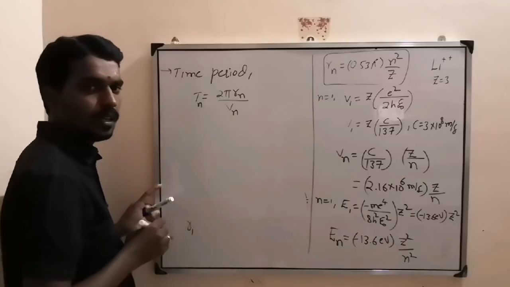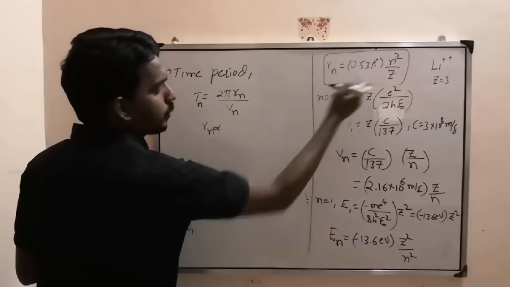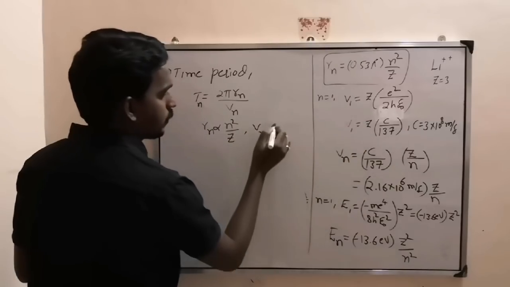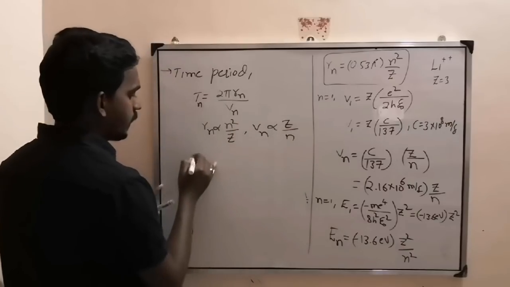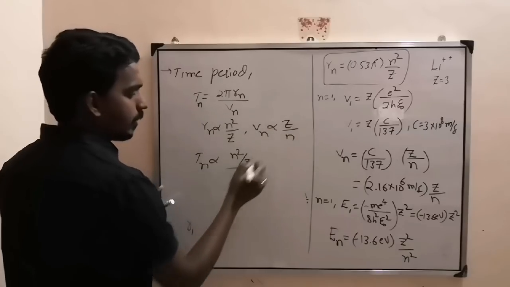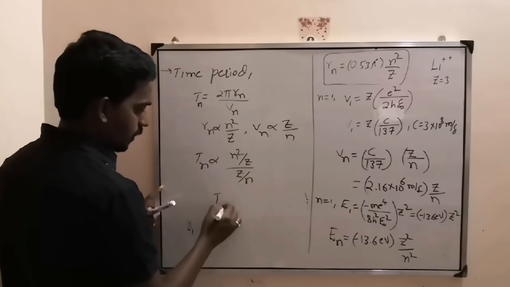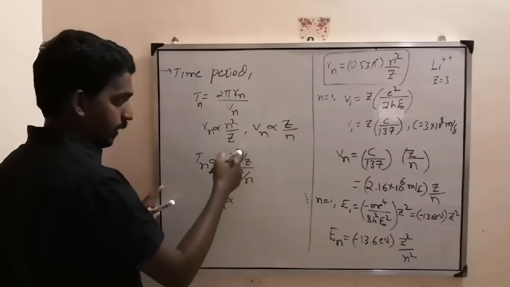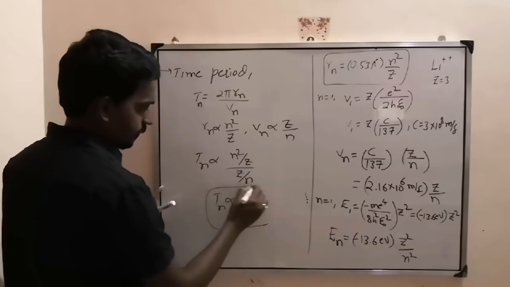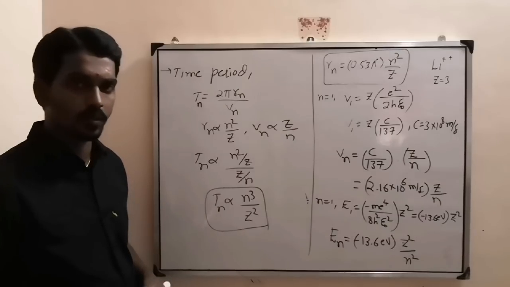So this is the time period for nth orbit electron, where Rn is proportional to n square by Z and Vn is proportional to Z by n. Then Tn is proportional to n square by Z, and in the denominator Z by n. So n will go up, Z will come down. So Tn is proportional to n into n square, n cube, and Z into Z, Z square. So they can ask you questions based on this equation also, like comparison based questions.